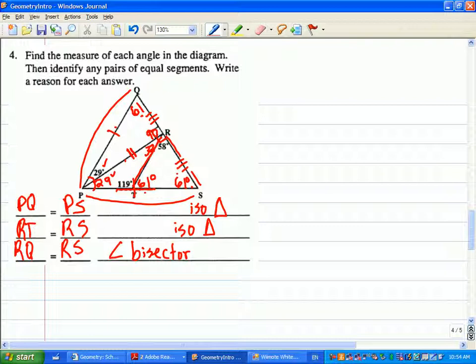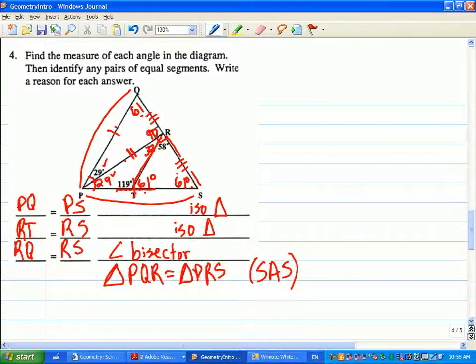You could use the same triangles. So I could say triangle PQR equals triangle P. Whoops, that's not a P. P. Let's see here. P. What was it? RS. Yeah. And that was by side, angle, side.